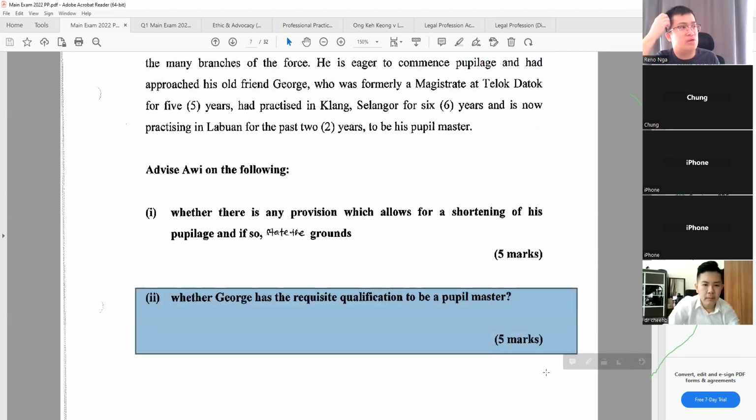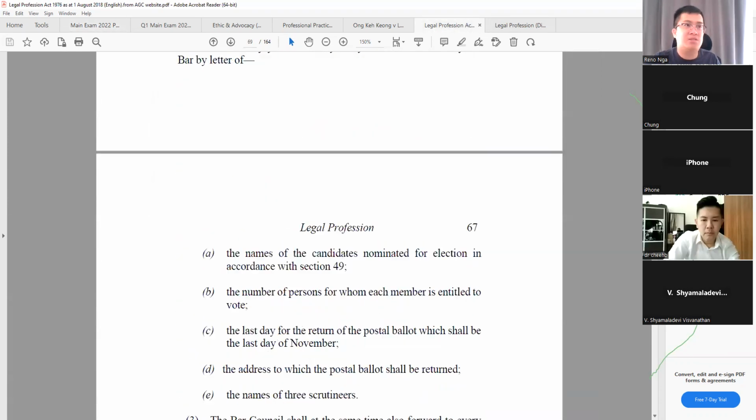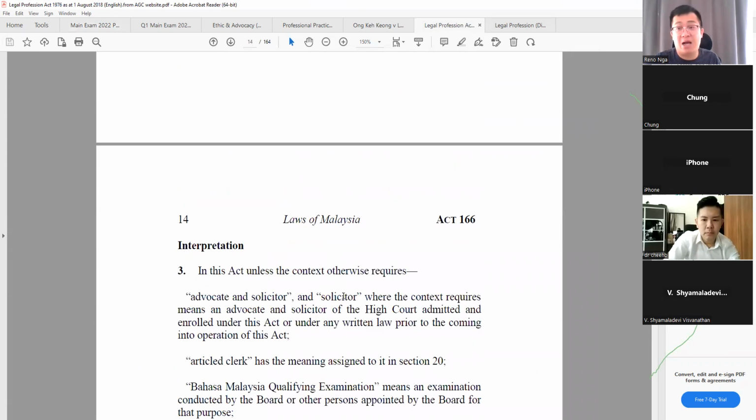So next one. Whether George has the requisite qualification to be a pupil master. Like I said just now, if you want to become a pupil master, you must at least have the 7 years. So pursuant to section 13 sub 1, it only mentioned a pupil shall serve his period of pupillage with an advocate and solicitor who is and has been in active practice in Malaysia for a total period of not less than 7 years. So not less than 7 years in active practice in Malaysia. So this is all the wording it's using. So for me, Labuan is part of Malaysia, so it shouldn't be a problem. I will argue in that way.